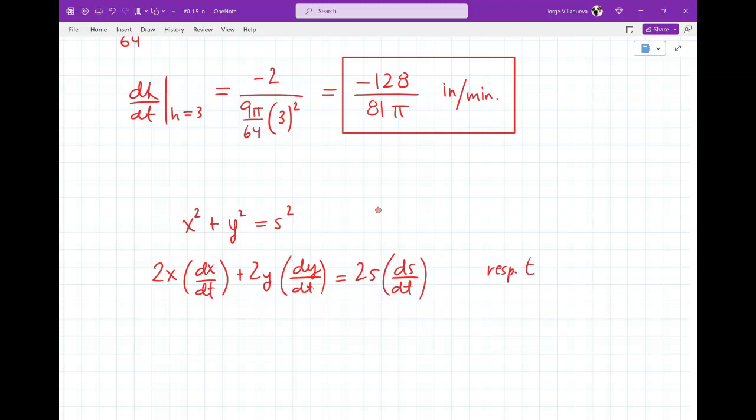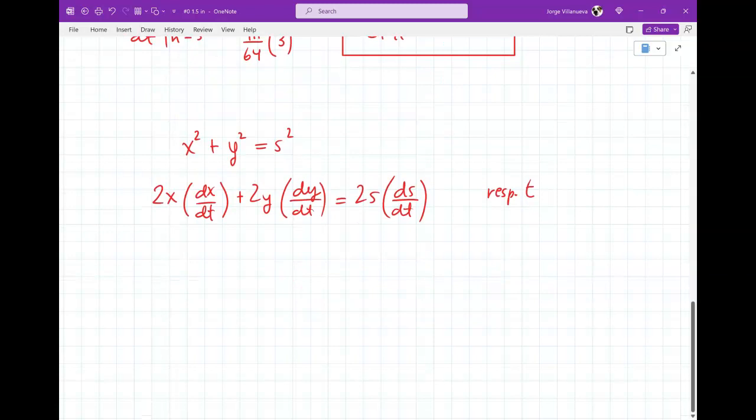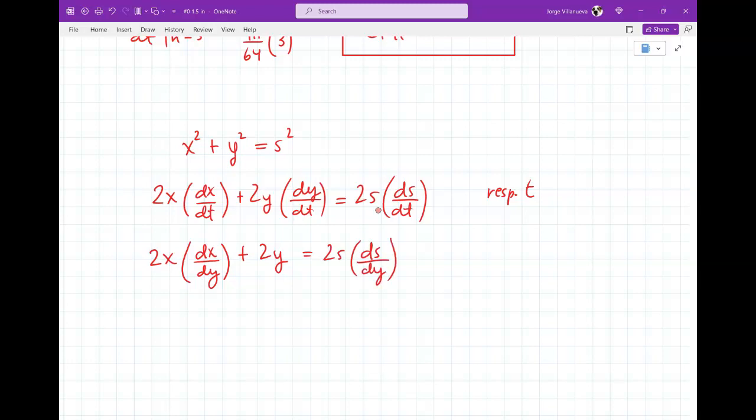Now, if I would have said, let's do this with respect to y, the same function with respect to y, this would be 2x dx dy plus 2y, not dy dy though, because that's the right letter, equals 2s ds dy. That's with respect to y. If I did it with respect to x, it'd look different. So that's called implicit differentiation. In other words, I don't want to solve for one letter, I'm just going to do it. And that's important for related rates. You need to be able to do that, because you never are really solving for one thing or the other. You're just kind of doing it and then rearranging as you go.